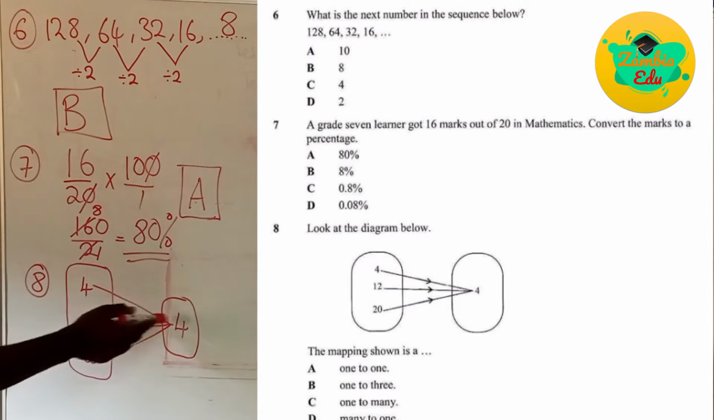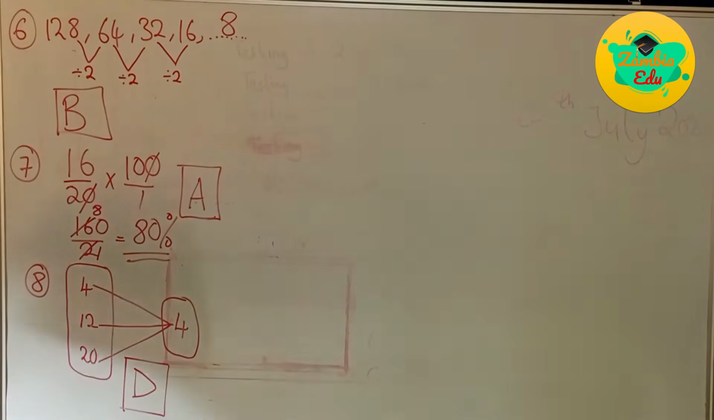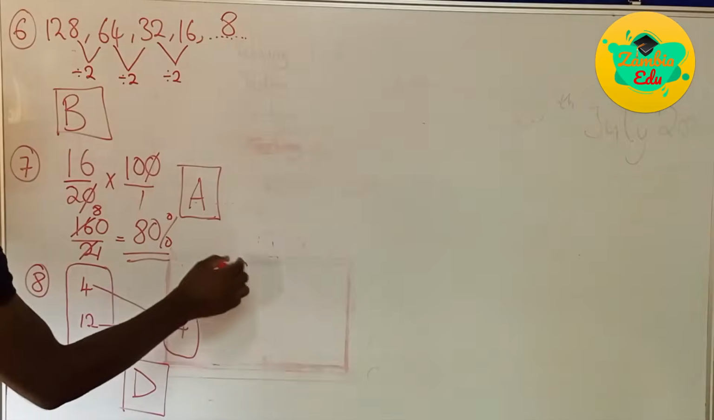This is not 1 to 1. B, you have 1 to 3, which is wrong. C is 1 to many, which is wrong, and D is many to 1, which is correct. So you have many numbers here which are being mapped to one number, and our answer was D, many to 1. So our mapping is a many to 1. Question number 9, quickly.